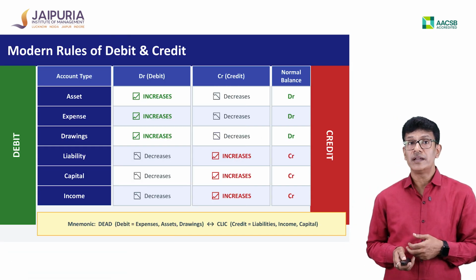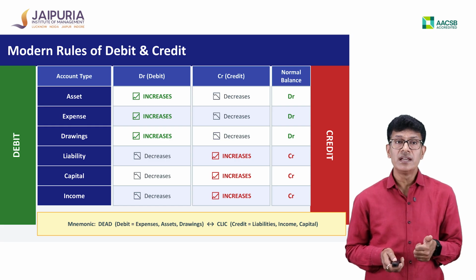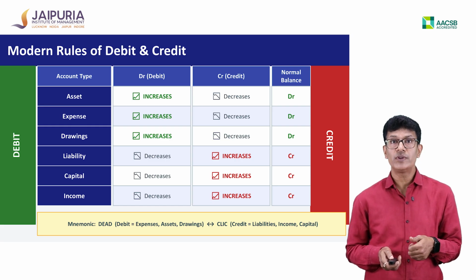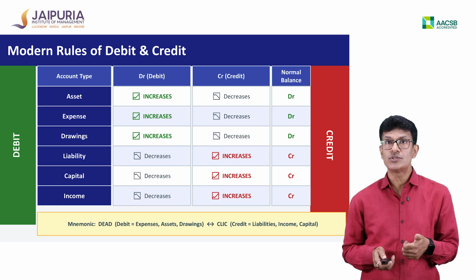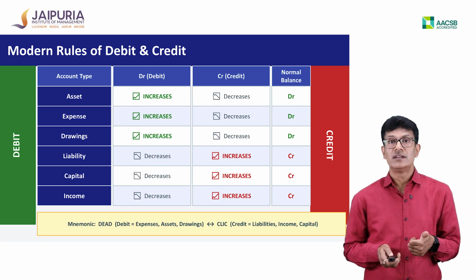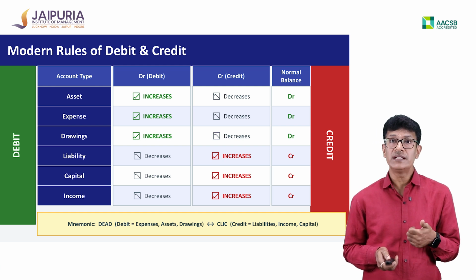Another important account type is income. When income increases, we credit. Income is revenue. So when income increases, we credit, and when income decreases, we debit.